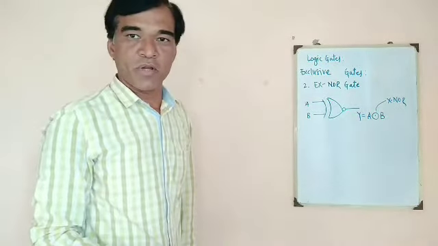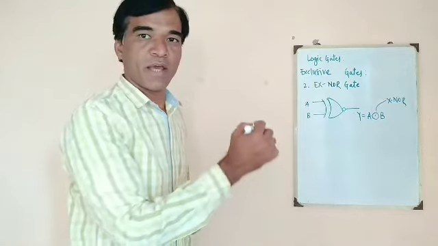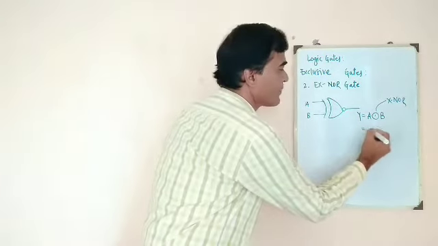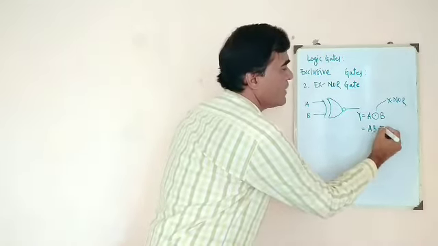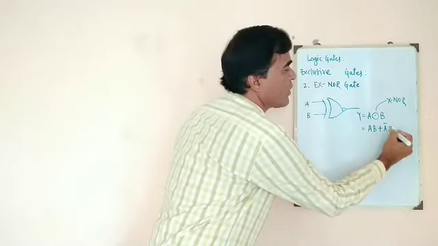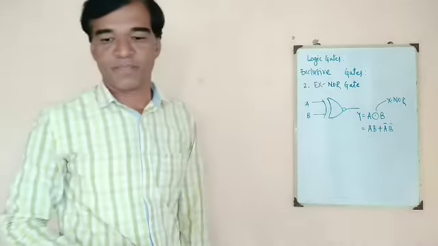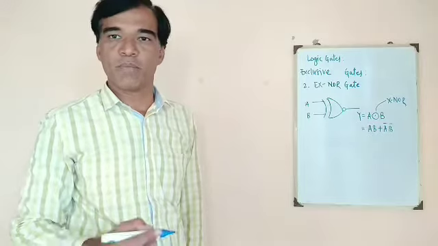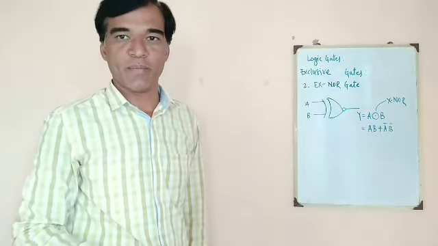The equation for this XNOR gate is AB plus A complement B complement. That is, A dot B plus A complement dot B complement.